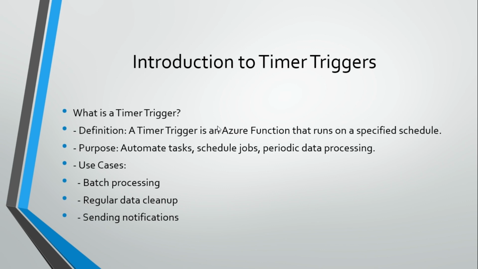A timer trigger is a job function that runs on a specified schedule. The purpose of this is automated tasks, scheduled jobs, periodic data processing. So these timer triggers are basically just like a scheduled job. When you create a timer trigger and use it, you will provide a time interval when this trigger should periodically run, right?